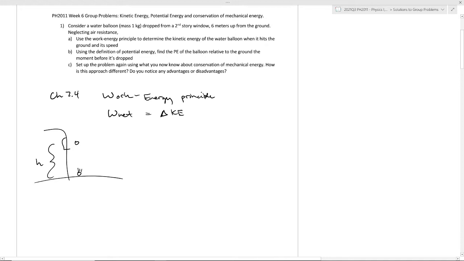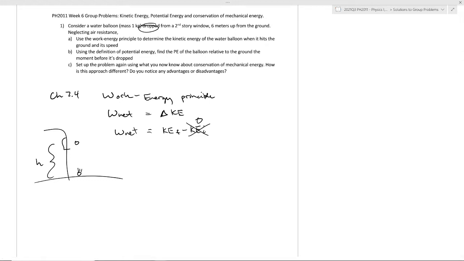But now we're going to look at it from the perspective of energy conservation. And like I said, this connects back to what we looked at in chapter 7 with work, in particular the work energy principle. So how we use that in this case is we have to find the net work, and then that'll be equal to the change in kinetic energy. So the change in kinetic energy is the kinetic energy final minus the kinetic energy initial. If an object is dropped like this, then it has no initial kinetic energy because it has no initial speed.